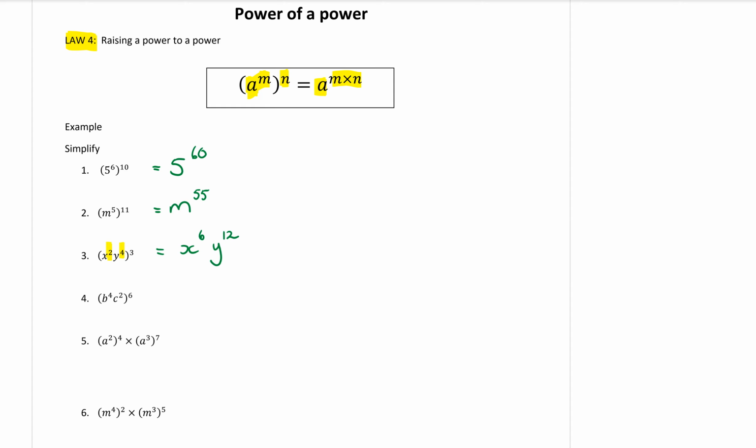Okay, so question 4 is very similar. I have got 2 things inside the bracket, so I do each one separately. Starting with the b, I have b to the power of 4, so I want to go 4 times 6 is 24. Then for the c, I want to times the powers. 2 times 6 is 12.